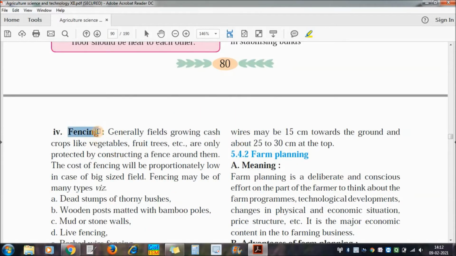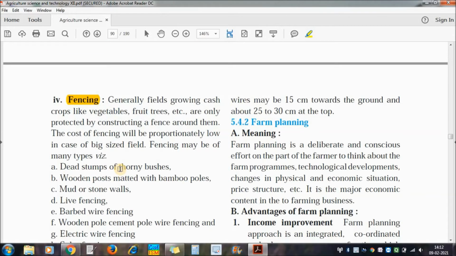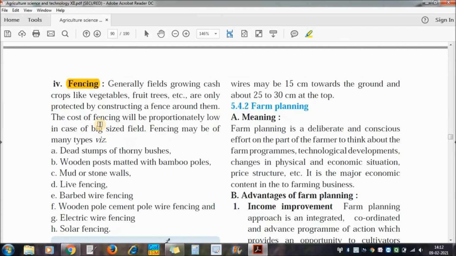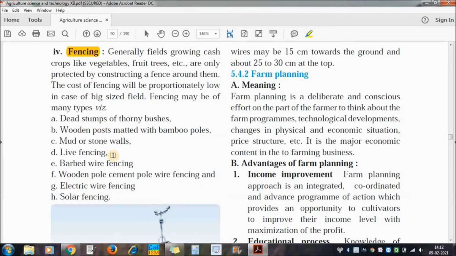Another thing is fencing, to be made to protect the farm. This fencing can be made out of different things. Thorny plants can be grown, or sometimes we also use other structures to erect a fence all around the field. We can use dumpy stumps of thorny bushes.